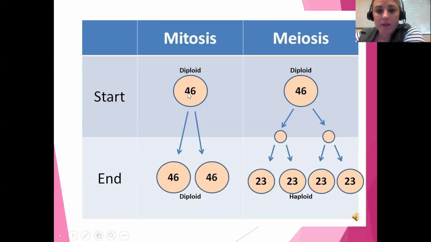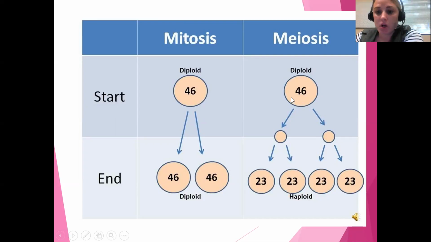Again, we start with 46 chromosomes. We're referring to a human in this case. After mitosis, we have 2 daughter cells that have 46 chromosomes in one cell, 46 chromosomes in the second cell. They're genetically the same, and they're diploid, meaning they have a complete set, and in this case, a complete set is 2 sets of chromosomes.